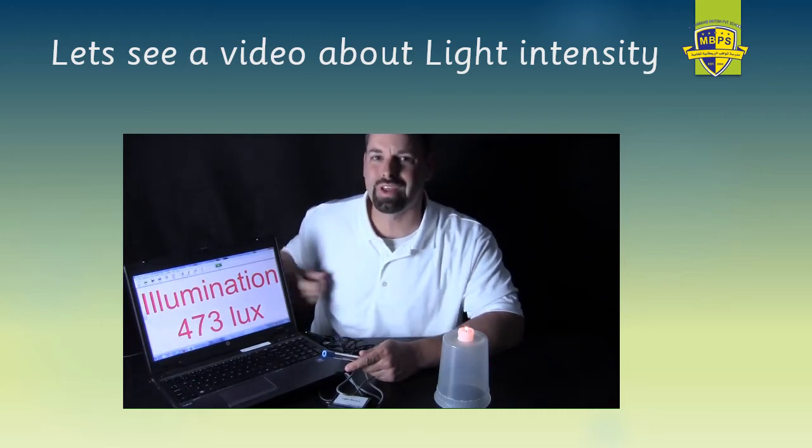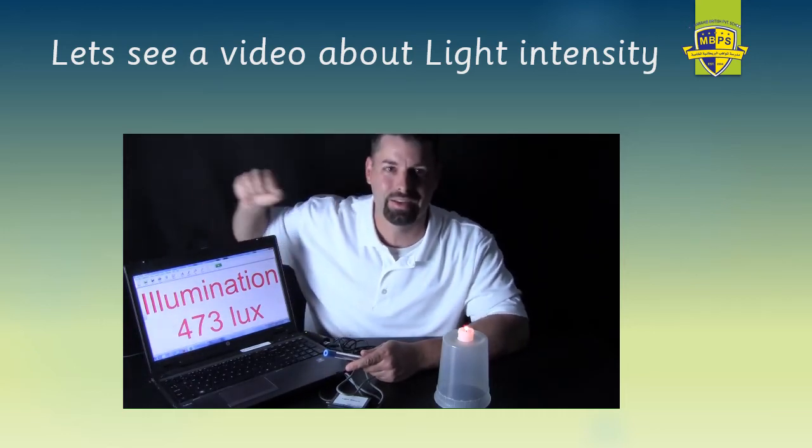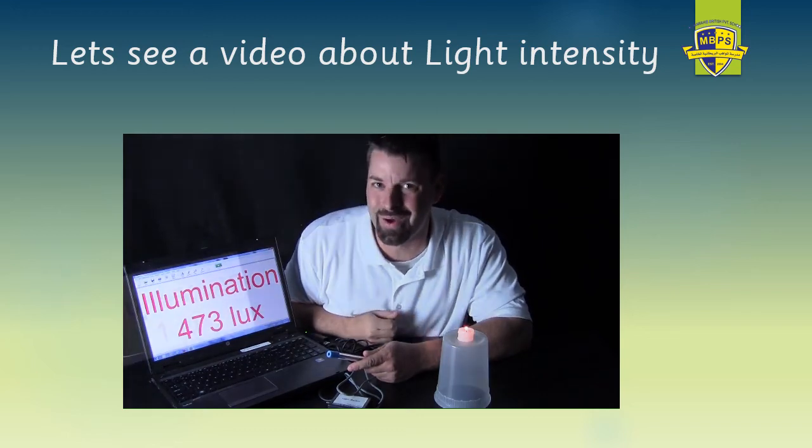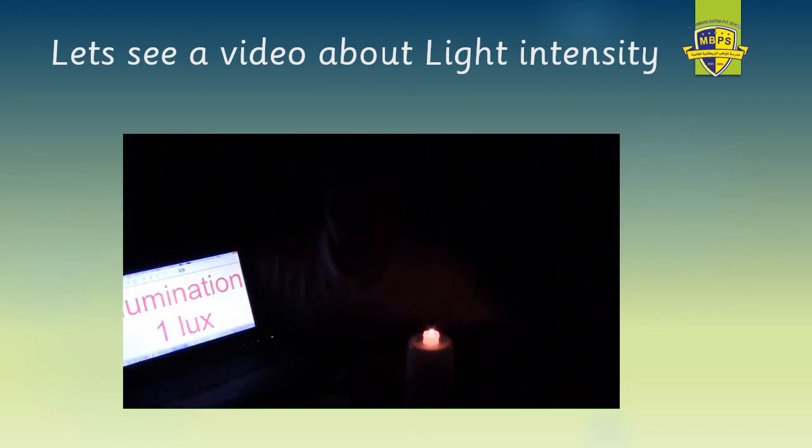What do you think's going to happen when I get rid of this light and point the sensor at the candle? Let's find out. I'm in the dark because we've turned off that direct light shining on me, and now I have the candle glowing. I'm down at 1 lux because there's still some light in the room, but what happens when I point my sensor at that candle flame?